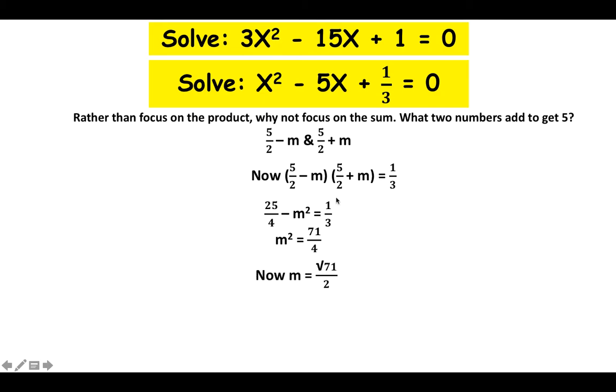And then the answer is root 71 over 2, because we've distributed the square root, and the square root of 4 is 2. So it's 5 over 2 plus or minus root 71 over 2, or 5 plus or minus root 71 all over 2. It's finished, it's done. So again, this method is amazing. This method is really, really cool.